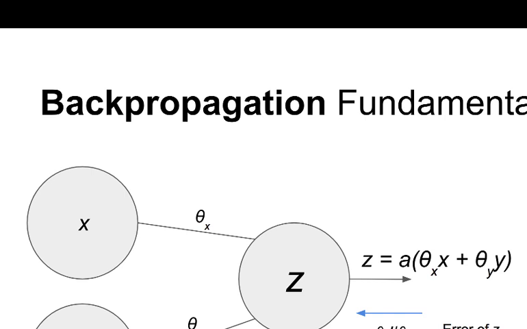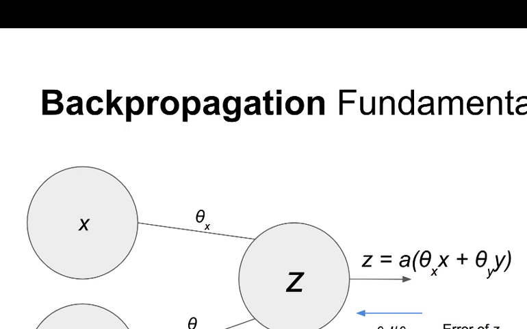That's the same thing as saying the derivative of a here, times the derivative of theta x times x plus theta y times y with respect to x. So it's just this right here, right? So that's why you multiply with the theta x down right here. Is that clear with everyone? Any questions? No? Okay, and you can do the same thing with y as well.